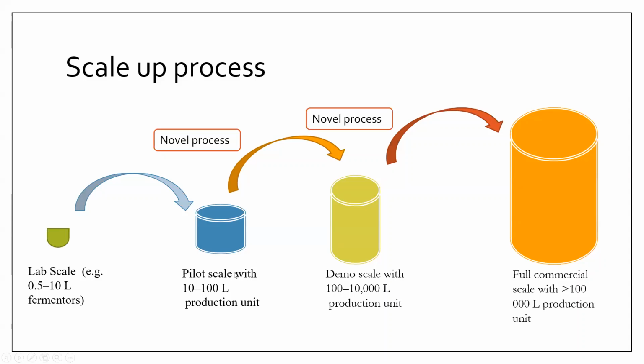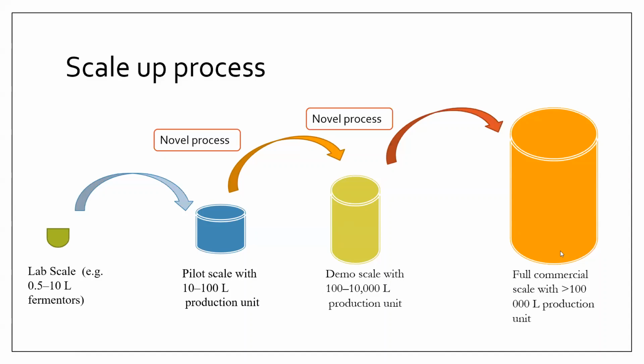Pilot scale is the scale which perfectly mimics your industrial scale production. Here, the size of your bioreactor is going to increase to a 10 to 100 liter production unit. And similarly, the demo scale also plays a very important role, because your production unit is now reaching 100 to 10,000 liters. This demo scale differs from your pilot scale in that it closely resembles the full commercial scale.